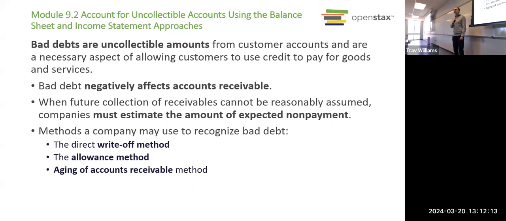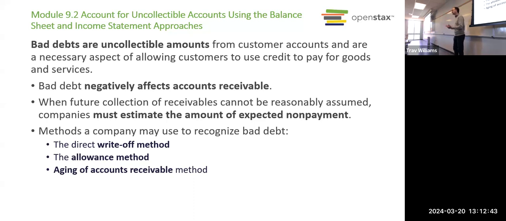There was one exercise, I think it was, where it was used, but that was a rare case. In general, you can't wait until your customer doesn't pay you and then count it as a bad debt expense. That's not allowed under GAAP for the most part. Instead, what you have to do is estimate your bad debt and create this allowance for doubtful accounts.